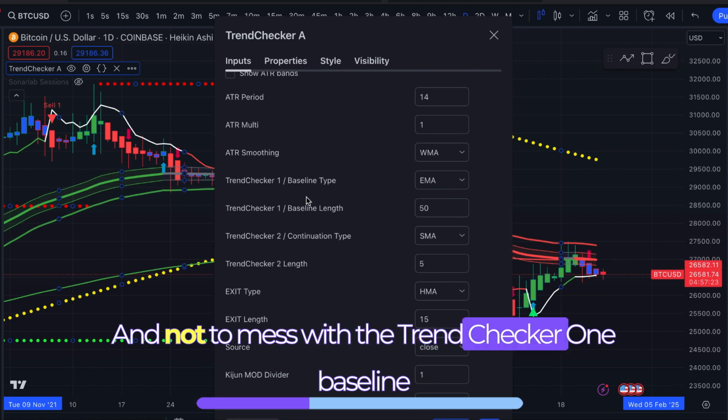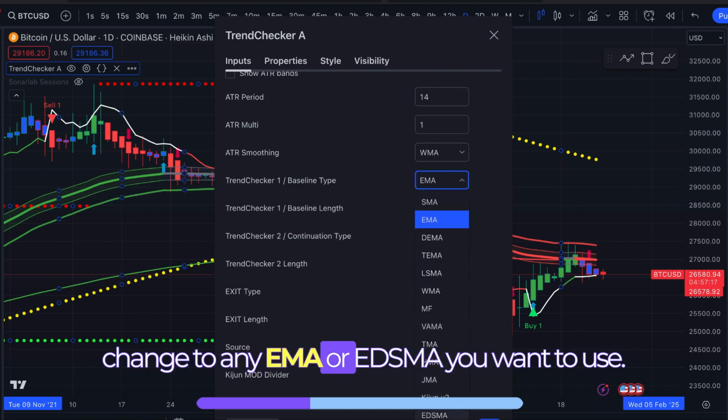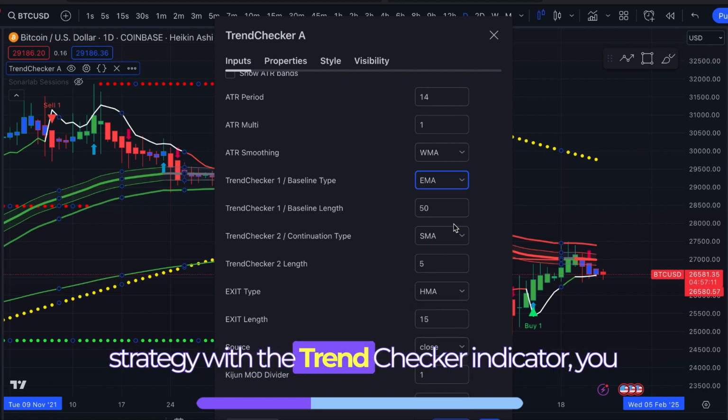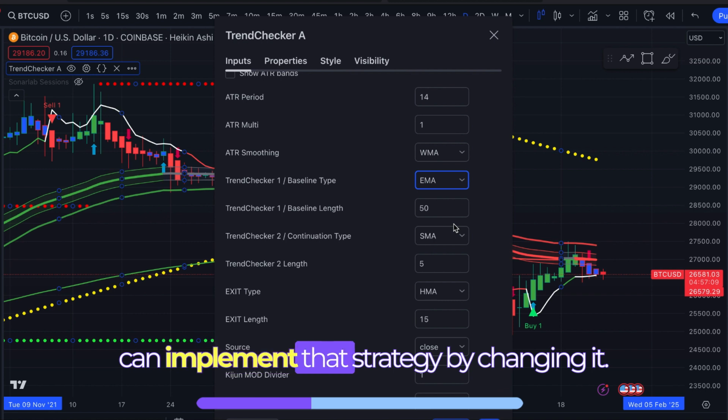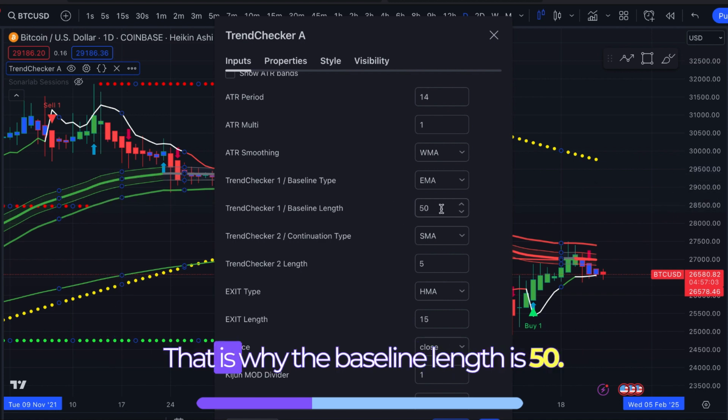The Trendchecker 1 baseline type that we call a 50 EMA zone, you can change to any EMA or EDSMA you want to use. If you want to use a different strategy with the Trendchecker indicator, you can implement that strategy by changing it from here. We are using 50 EMA zone, that is why the baseline length is 50.